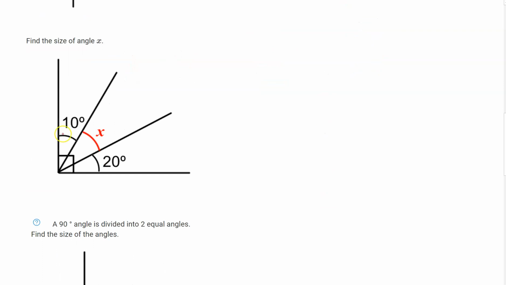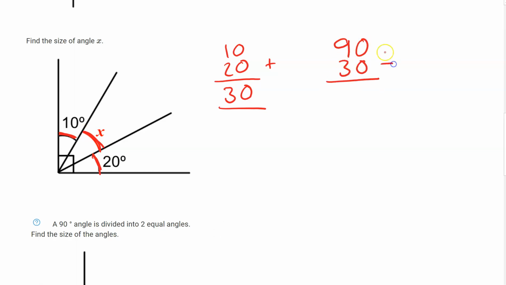And on this one, I've got 10, I've got 20, so 10 and 20 make 30. How much is missing? Well, I need it to add up to 90. I've got 30, so I need 60 more.